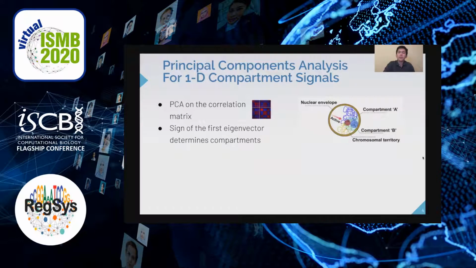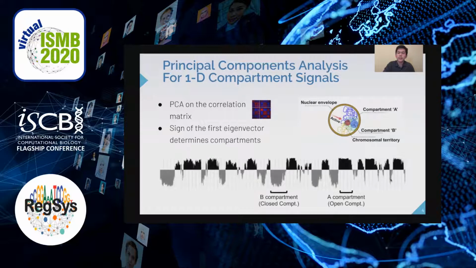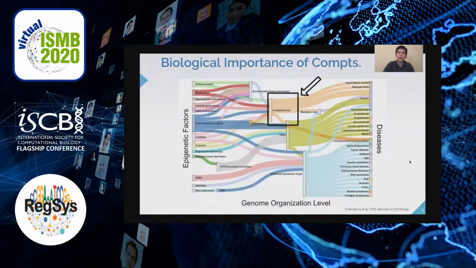We can get a one-dimensional signal for compartments by performing principal components analysis on the observed versus expected correlation matrix, where the sign of the first eigenvector determines compartments. In this case, one sign correlates with the A compartment, whereas the other correlates with the B compartment. And although I won't get into this in a ton of depth, compartments have a wide range of biological importance.